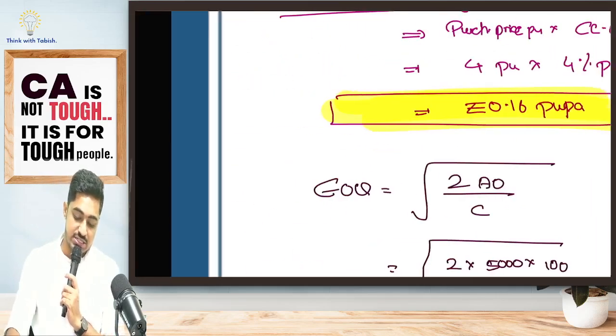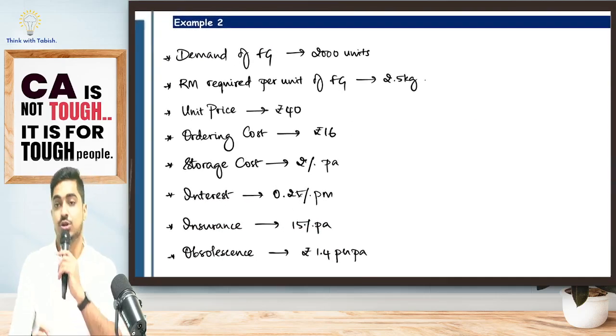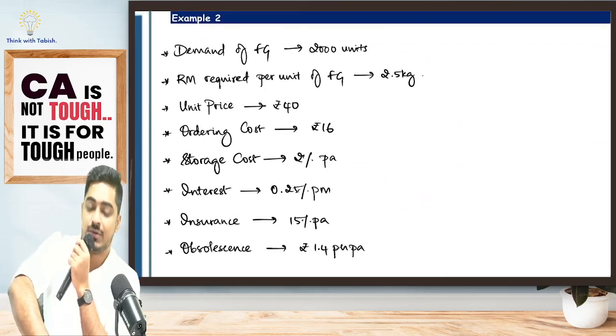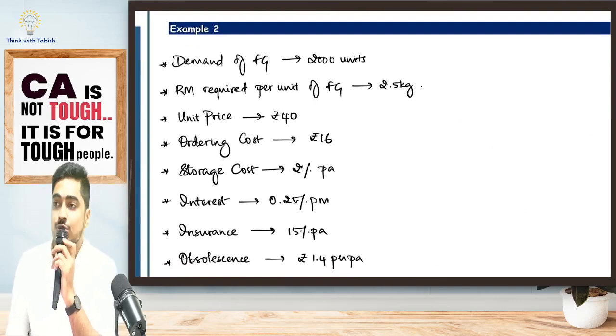So let us continue our discussion. Let us go ahead to the next example question. Example number 2. Slowly we will start increasing the level, one step at a time. Look at this, everyone. Demand of finished goods. Pay attention. Do not write. I will give you time.